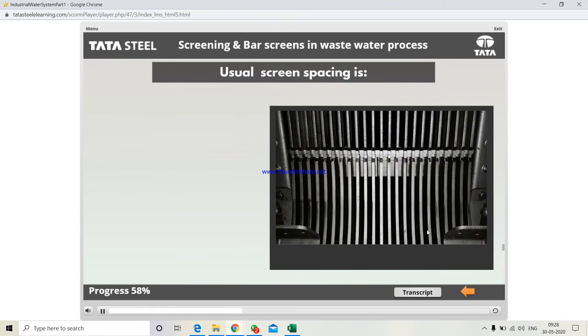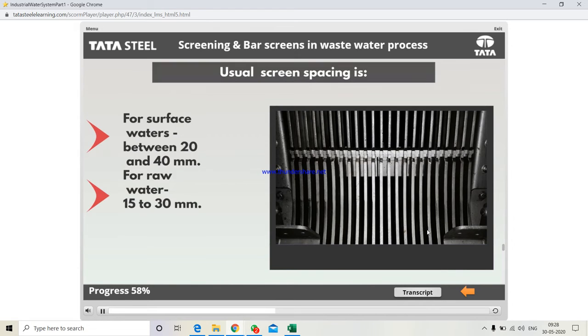The usual screen spacing for surface water upstream of the strainer is between 20 and 40 mm. For raw water, it is from 15 to 30 mm, and for sludge, if necessary, 10 mm or less. For some industrial effluents, especially agri-food effluents, fine bar screening is used.